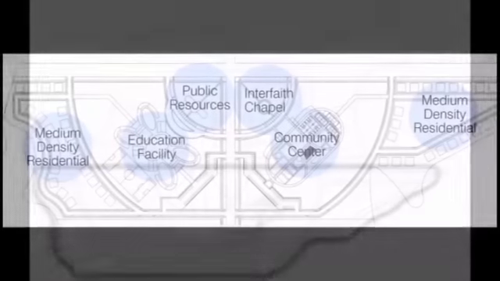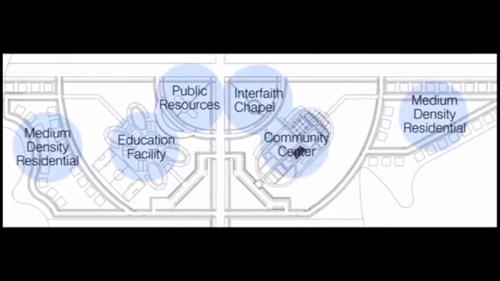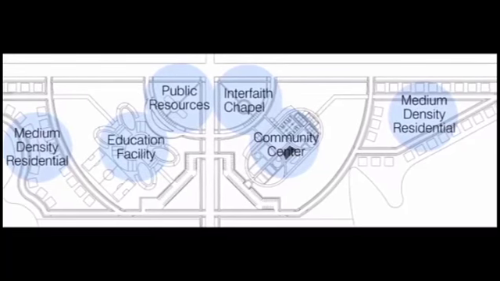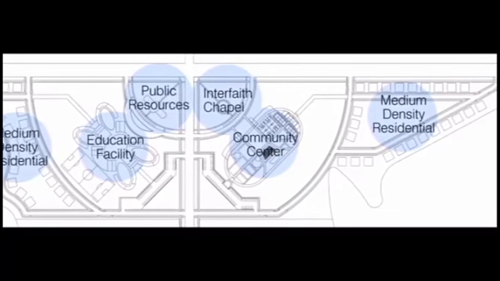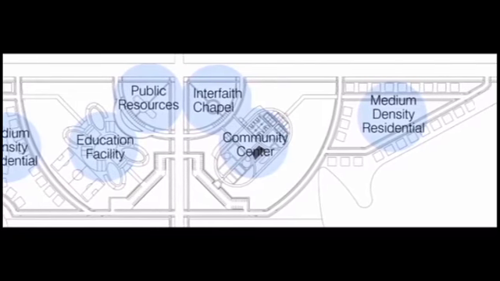The western side of the site contains the school, and the eastern side of the site contains the chapel and community center, which separates the educational and social portions of our site into two very distinct parts.